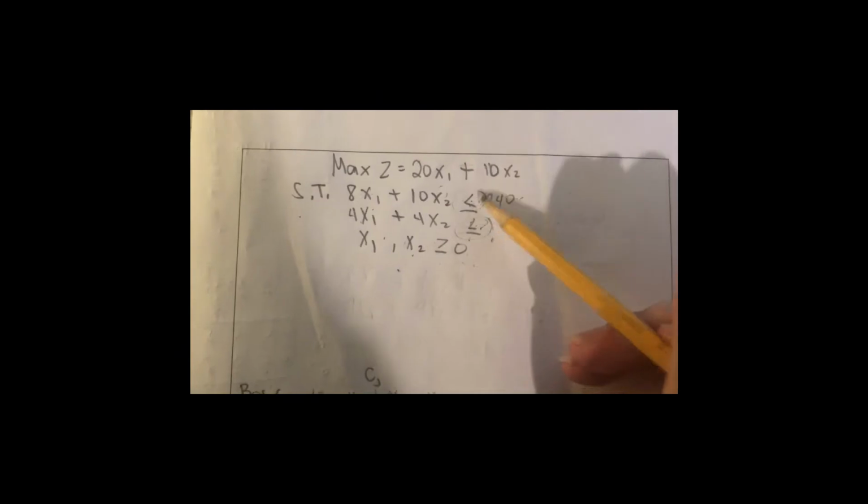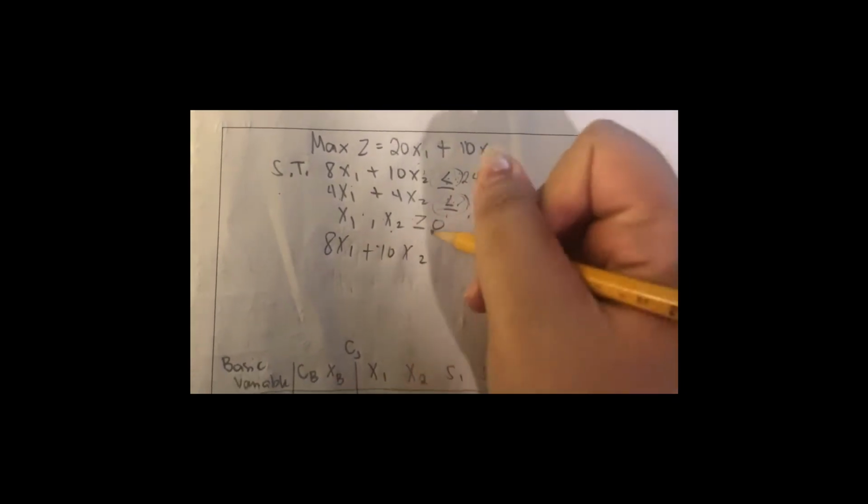So, given these inequalities, we need to convert them into equations. Also, considering this less than sign, we need to add the slack variable. So to write this, 8x sub 1 plus 10x sub 2 plus the slack variable equal to 240. Then 4x sub 1 plus 4x sub 2 plus the slack variable equal to 120. Also, for the objective function, 20x sub 1 plus 10x sub 2 plus 0 s sub 1 plus 0 s sub 2.